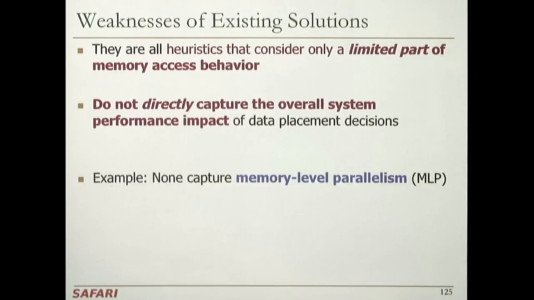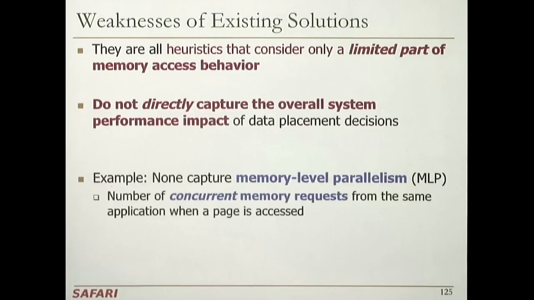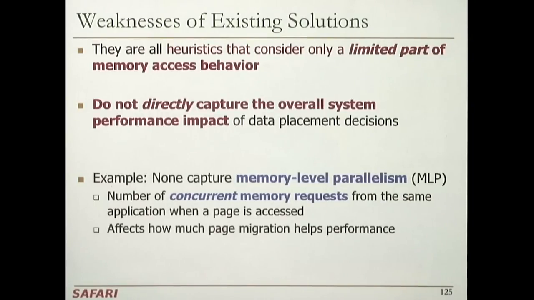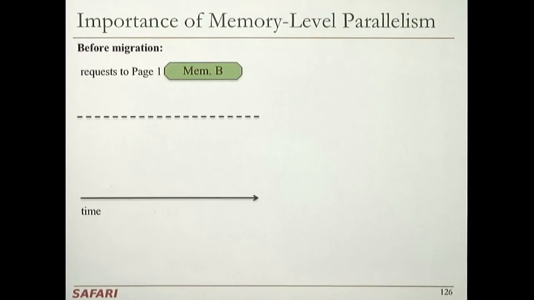For example, what goes into this? It's basically you consume latency, you consume bandwidth, you cause interference. But also, there's the impact of memory-level parallelism that we've discussed. And I'd like to talk about this because this happens in many, many places, including here. Memory-level parallelism, you know, is the number of concurrent memory requests from the same application when a page is accessed, right? In this case, we're talking about a page because we're talking about page granularity migration. And this affects how much page migration helps performance.